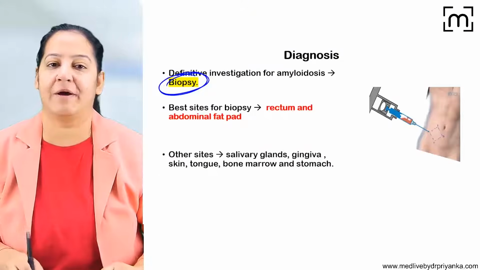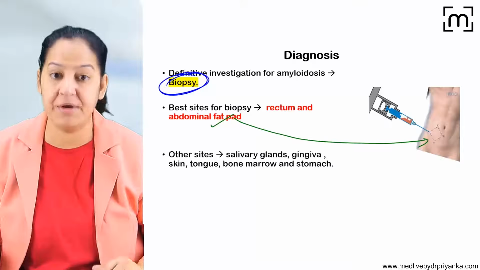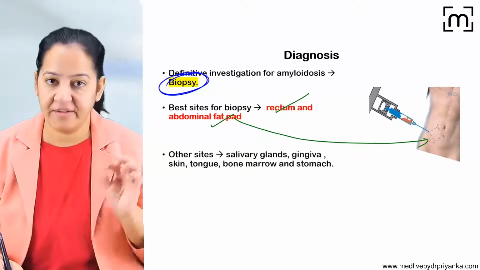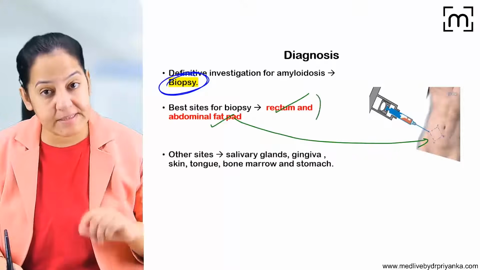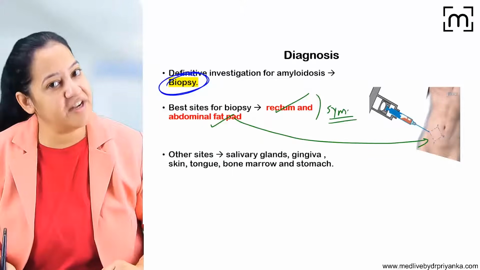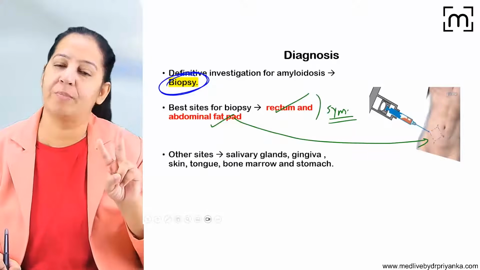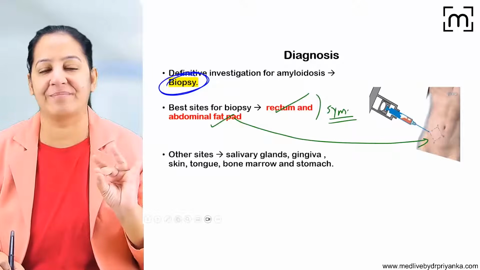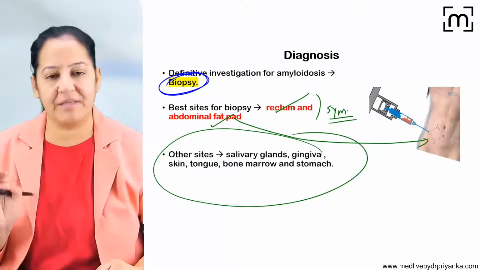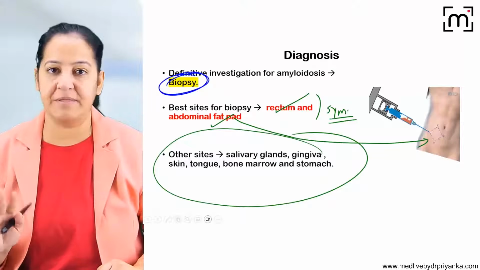So which organ biopsy is the best to do? There are two best biopsies. Either do the biopsy from abdominal fat, that is the best, or do the biopsy from rectum, where there are maximum chances you will get the amyloid deposition. So whenever there is a systemic amyloidosis and amyloid gets deposited in multiple organs, it is best to do biopsy from one of two places, either from the abdominal fat pad or from the rectum. Other sites you can also choose, but the best are abdominal fat pad and rectum. Okay, I have done the biopsy. Now, what should I do?